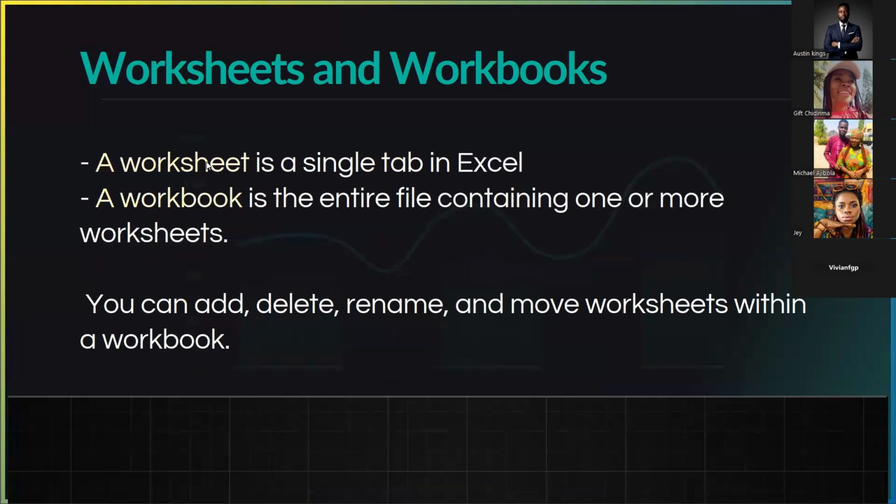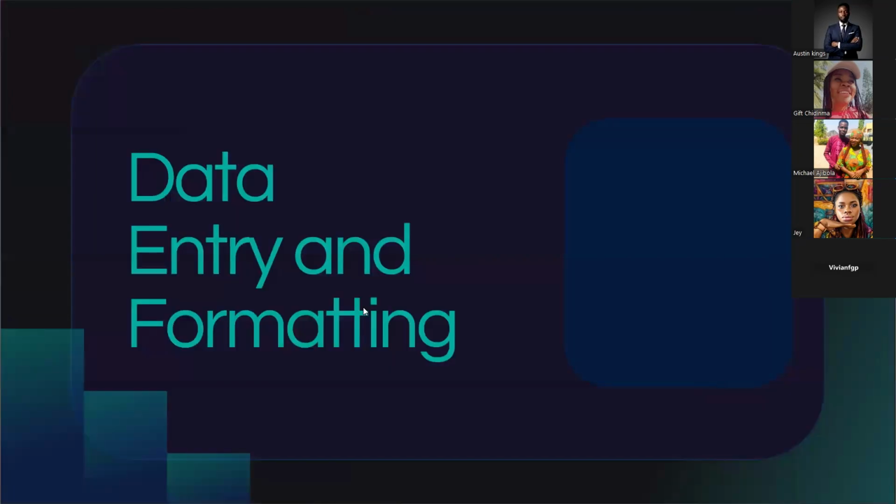Worksheet and workbook. A worksheet is a single tab in Excel. A workbook is the entire file containing one or more worksheets. You can add, delete, rename, and remove worksheets within a workbook. You know that already, you guys are pros on that already. Next, data entry and formatting. We still have about 30 minutes.